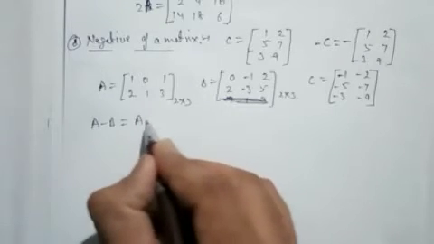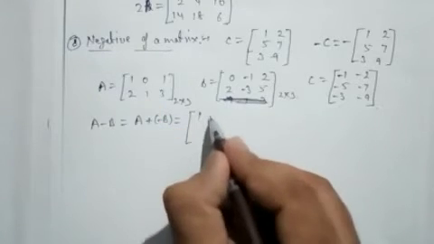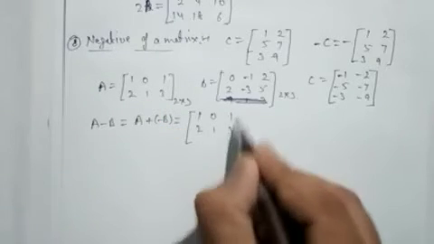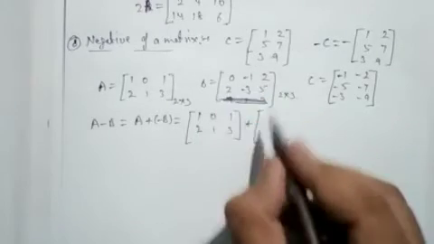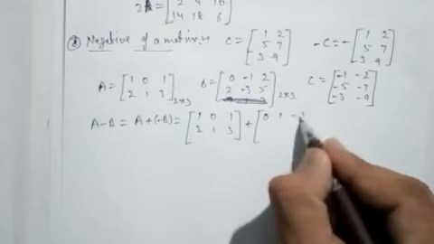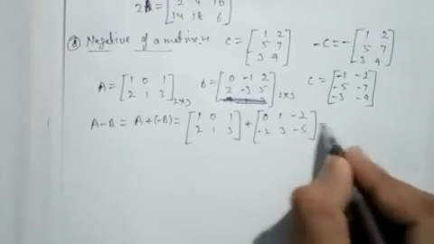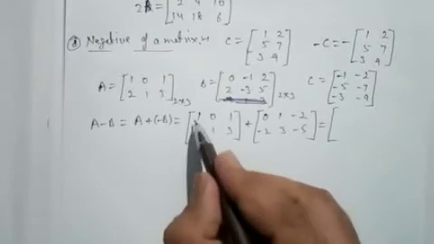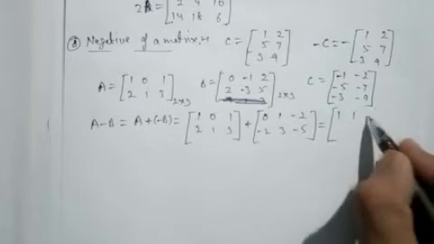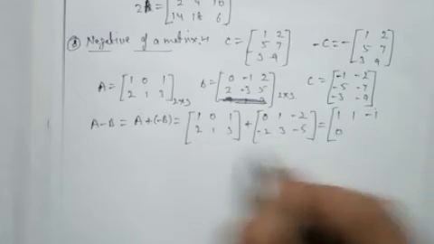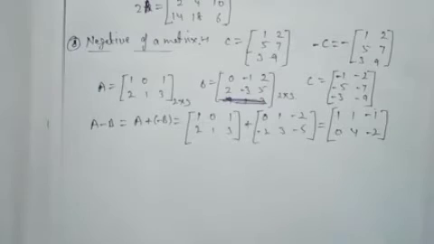Means we can write A plus of minus B. So A matrix is 1 0 1 2 1 3, and plus minus B matrix, we multiply by minus: minus 0, 1, minus 2, minus 2, 3, minus 5. Then we have to add corresponding terms. 1 plus 0 is 1, 0 plus 1 is 1, 1 minus 2 is minus 1, 2 minus 2 is 0, 1 plus 3 is 4, 3 minus 5 is minus 2.